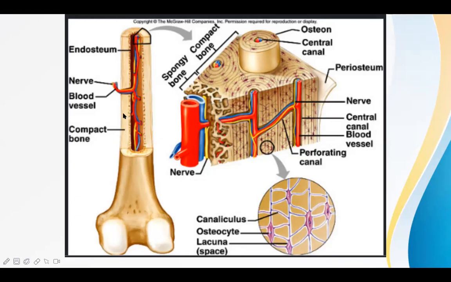Now, if I go towards the medullary cavity, again, it comprises cancellous bone, because only the shaft, the main part of the bone, this area is compact bone. The spongy bone can be clearly seen here. The structure is different. They're haphazardly placed and they are really compact. This is osteon with the central canal or Haversian canal, periosteum, and these are the different osteocytes with lacuna, meaning empty space.